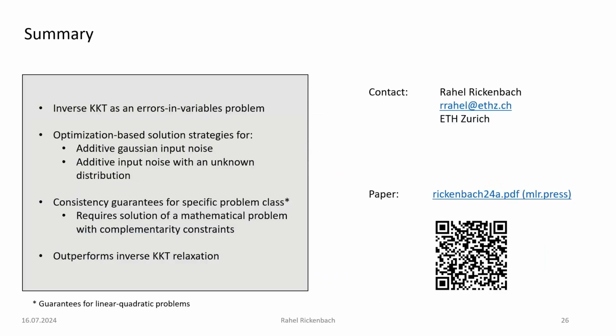Now, to sum up, what we did is we investigated the inverse KKT estimator as an error in variables problem. We presented optimization-based solution strategies for two different problem classes, one being Gaussian additive noise, the other being additive noise with an unknown distribution. We provide consistency guarantees for linear quadratic problems.